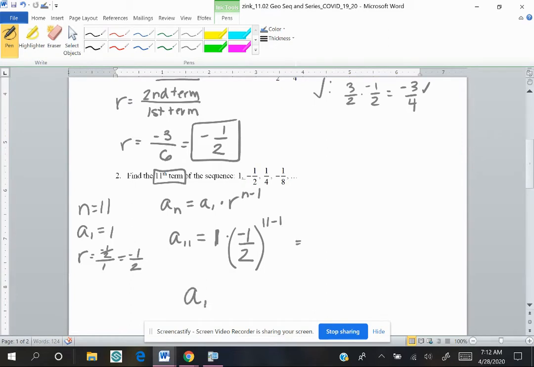So let's just rewrite it out. A sub 11 is 1 over 1024. So that's how you find a specific term in a geometric sequence.